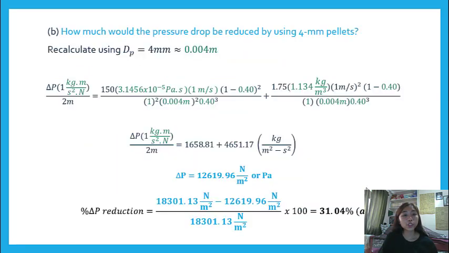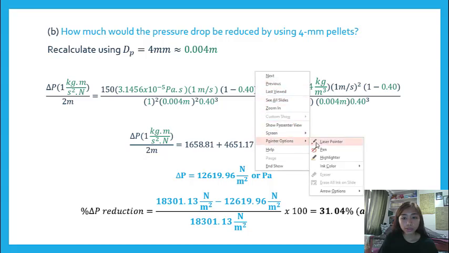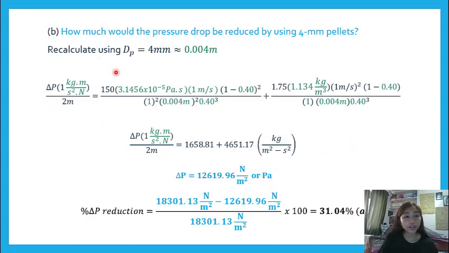Then for B, how much would the pressure drop be reduced by using 4 mm pellets? So with that, we just recalculate using a particle diameter equal to 0.004 m. And we just plug the values again into the Ergun equation, except we only change the particle diameter. So it has been changed to 0.004 meters there. And with that, our pressure drop is equal to 12,619.96 Pascal. But we would not stop there, because what we are looking for is the reduction in the pressure drop.